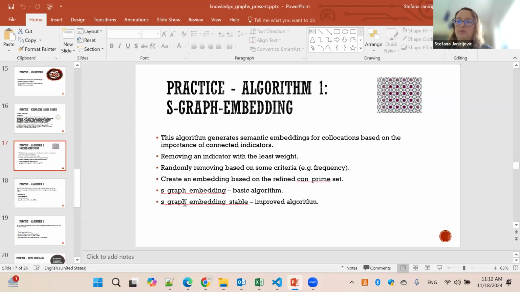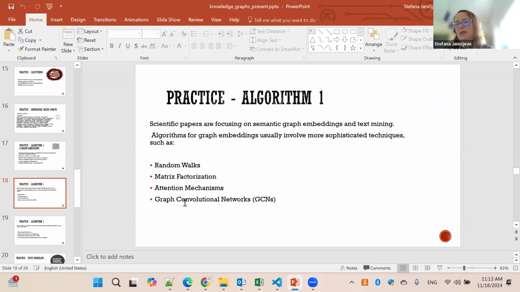This algorithm generates semantic embeddings for collocations based on the importance of connected indicators. We are also using a method for removing the indicator with the least weight. Also, we randomly remove an indicator based on some criteria, let's say frequency. And we are creating the embedding based on the refined set, we call it the con prime set. We have 2 types of algorithms, the basic algorithm and the improved one. I don't like to say fine-tuned, I like to say improved algorithm, because it's not really fine-tuned, it's improved with additional methods.